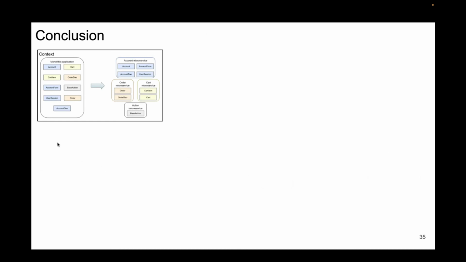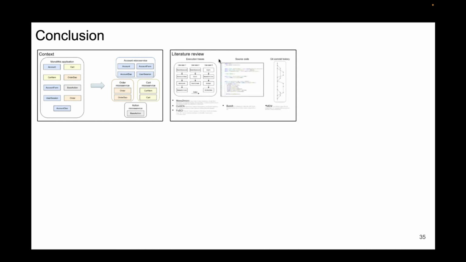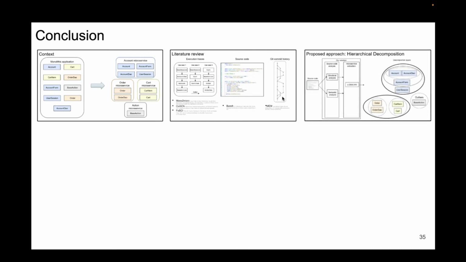So during this presentation, we started with the context of the paper, where we mentioned that we sought to automate the task of decomposing monolithic applications into a microservice-based architecture by recommending a set of potential microservices. Then we provided a quick literature review with other solutions categorized by their input, which could be execution traces, source code, or the Git commit history. Afterwards, we described our approach, where we presented the steps needed to execute the semantic and structural analysis, their output, and the clustering algorithm used to generate the decomposition.